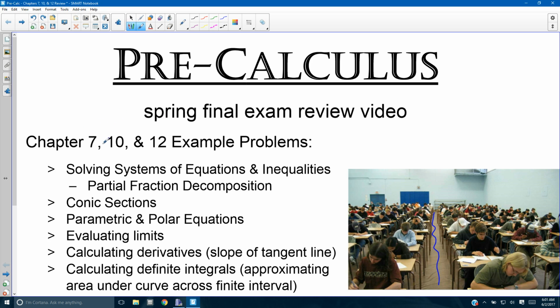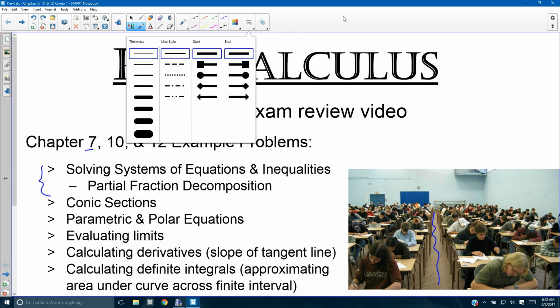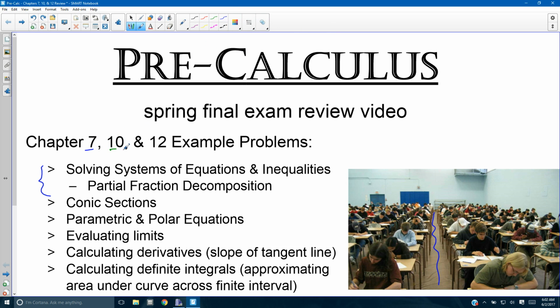Part 1 had chapters 1 through 3. You can take a look at that. Part 2, chapters 4 through 6, all on trig. And part 3, chapter 7 is here. Solving systems of equations and inequalities with some partial fraction decomposition. I think there's one problem on that.